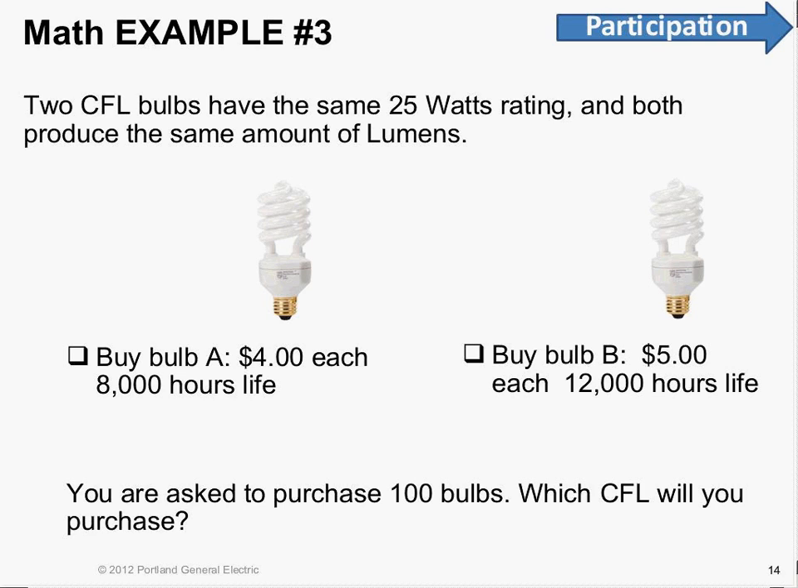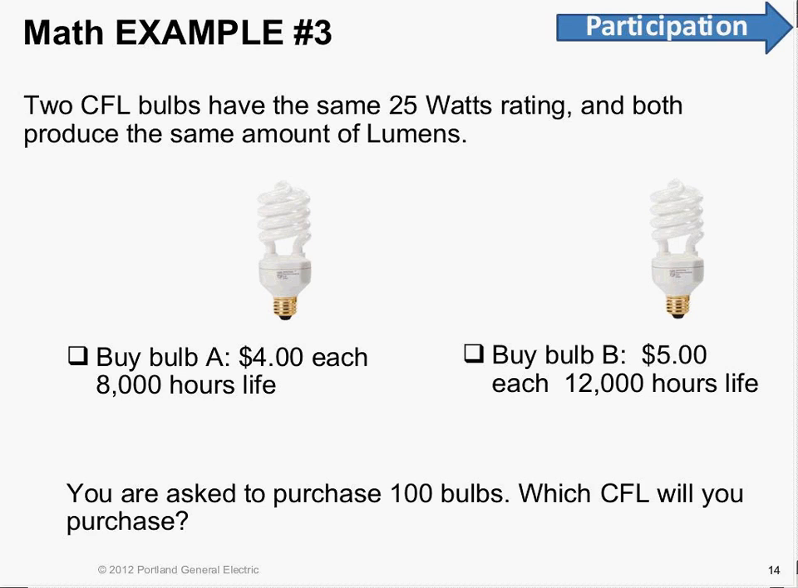Another good example of decision-making using some of the math is two compact fluorescents that have the 25-watt rating and both produce the same amount of lumens. Lumens is the measure of light, not watts. So they have the same amount of light, they have the same amount of watts. One is $4, the other one is $5. But also by code, they have to put on the box the estimated life of the bulb in hours. One bulb for $4 is 8,000 hours. One bulb for $5 is 12,000 hours.